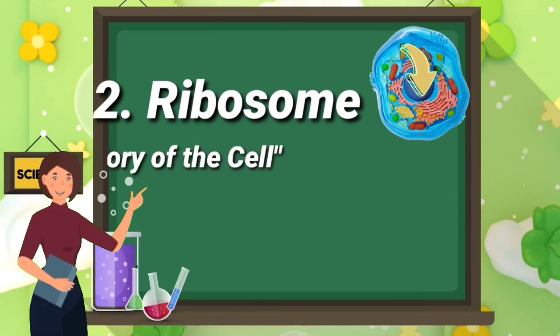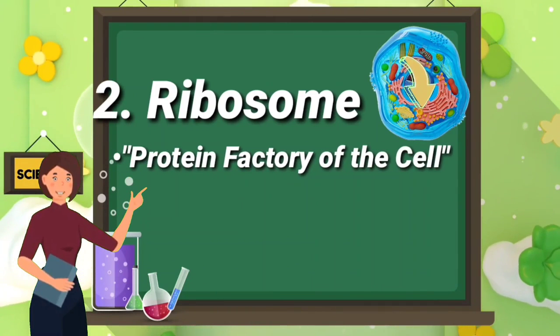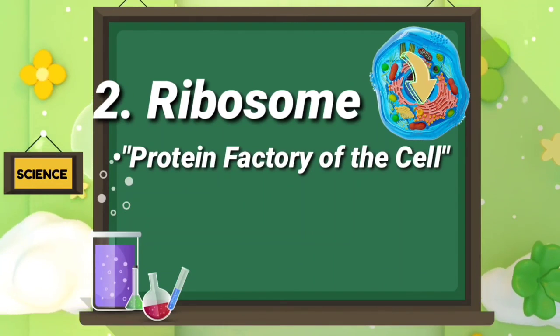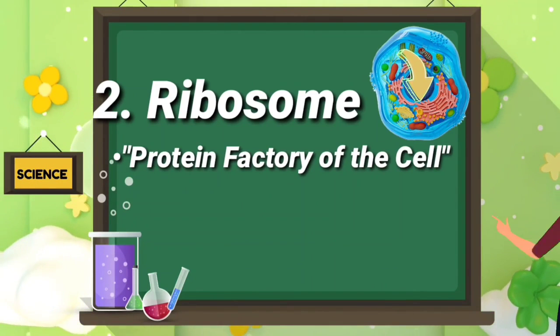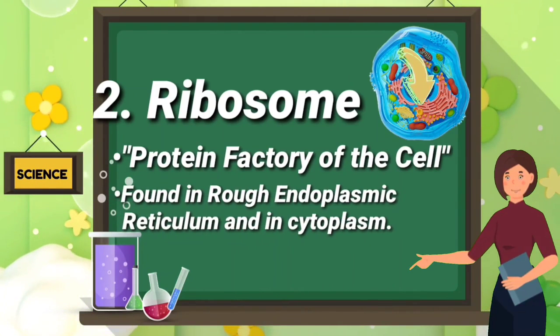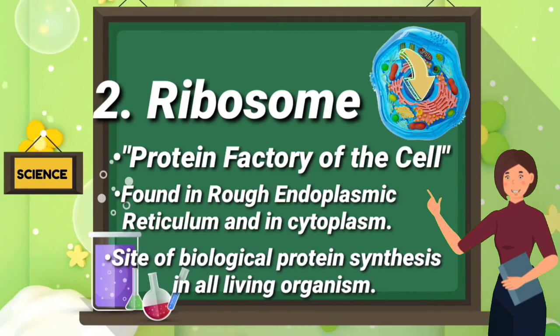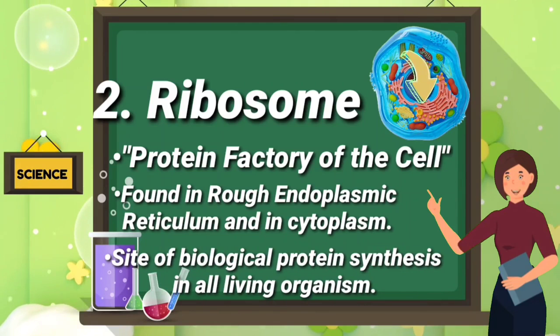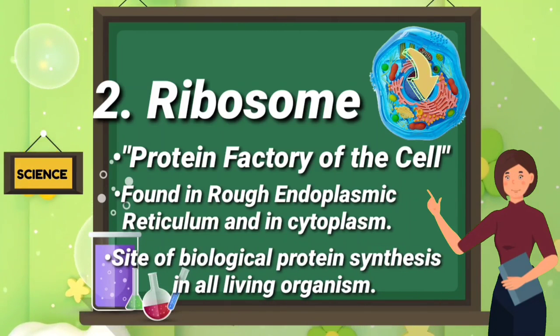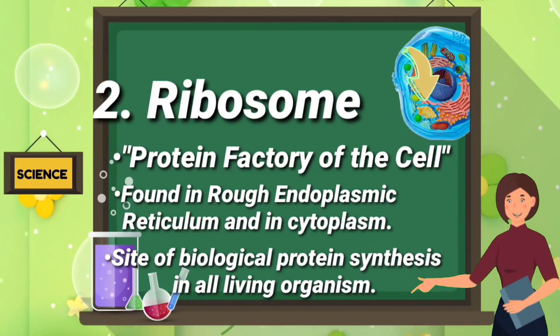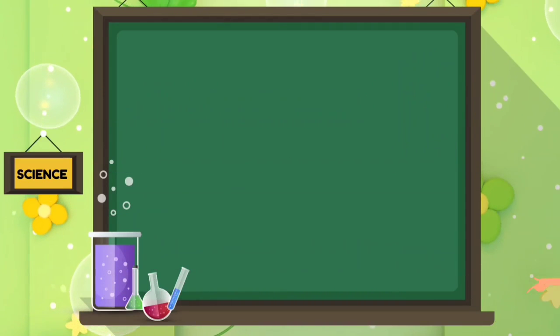Ribosome is called the protein factory of the cell because it is the site for protein synthesis. It is found in rough endoplasmic reticulum and in cytoplasm. It is also the site of biological protein synthesis in all living organisms. Although it is small, it plays an important function inside the cell.